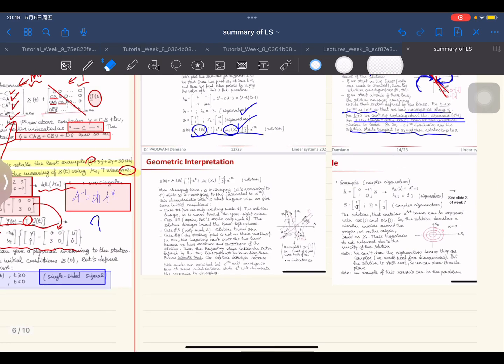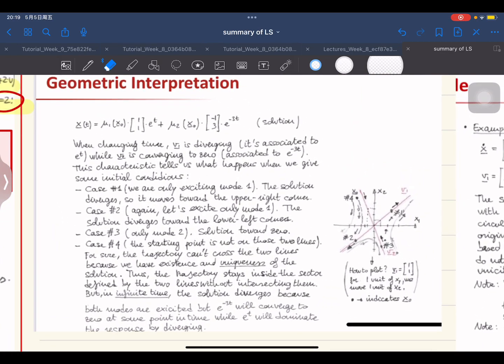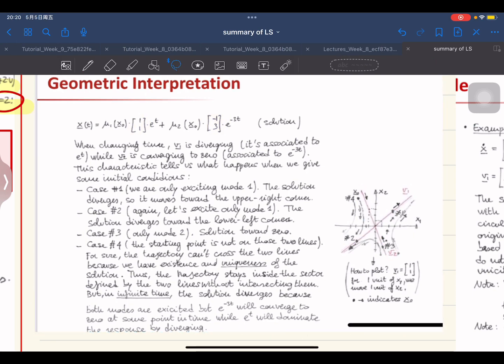This is the example I want to talk about. So next, we talk about another. If I give you a solution like this, how could you draw it? First, we use the eigenvector 1, 1 to draw this line, and minus 1, 3 to draw this line, right? After that, we do the convergence or divergence decision. For this one, it would be the divergence, right?